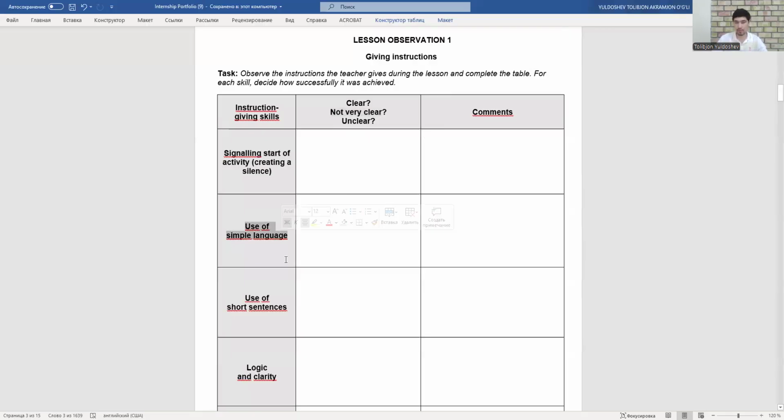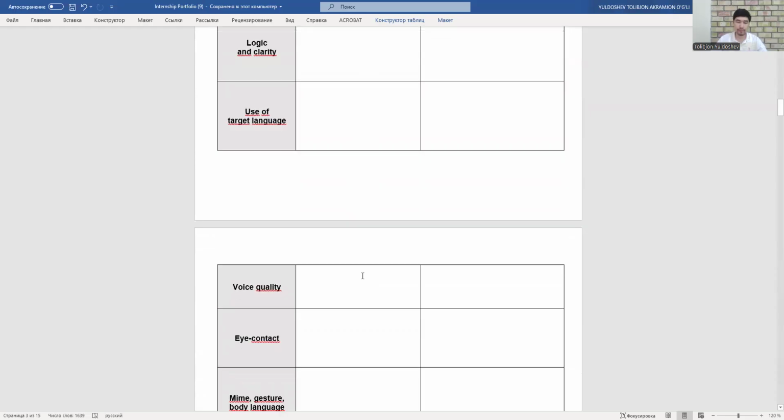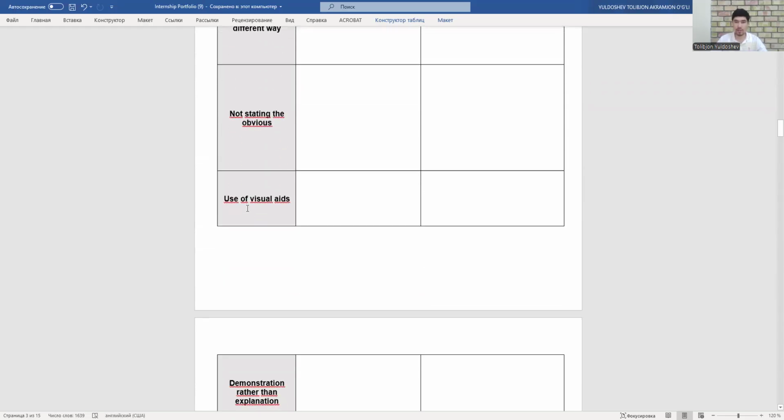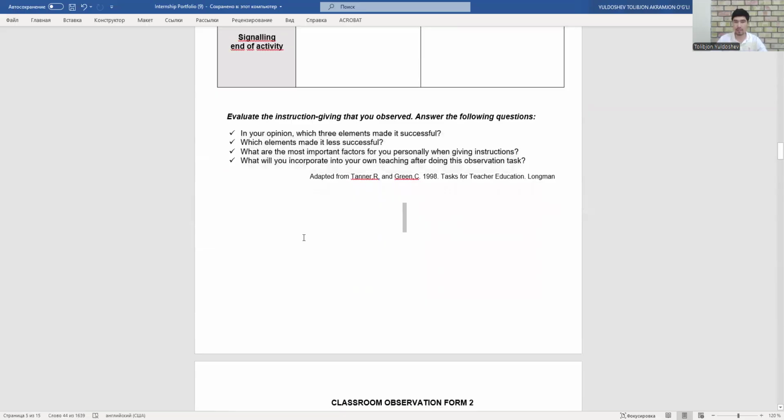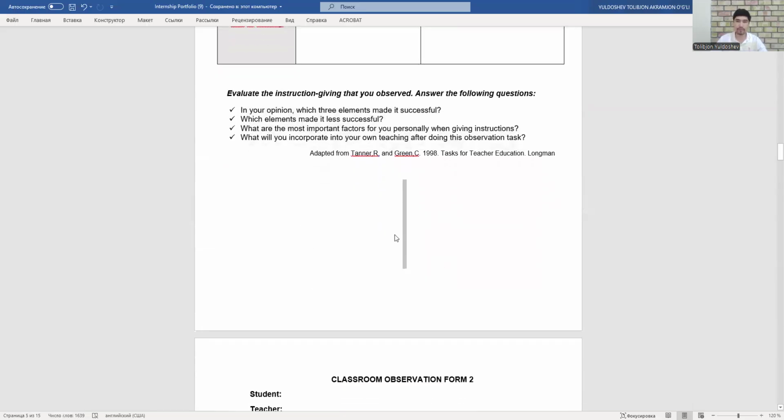Use of simple language. Does the teacher use simple language to explain, especially, for example, when giving definitions or when explaining complex grammar structures? If yes, you can describe it here. Make sure that you are as specific, as detailed as possible in the comment section. After you have answered these questions in the classroom, you have got some summative questions here. Please write your answers down below.